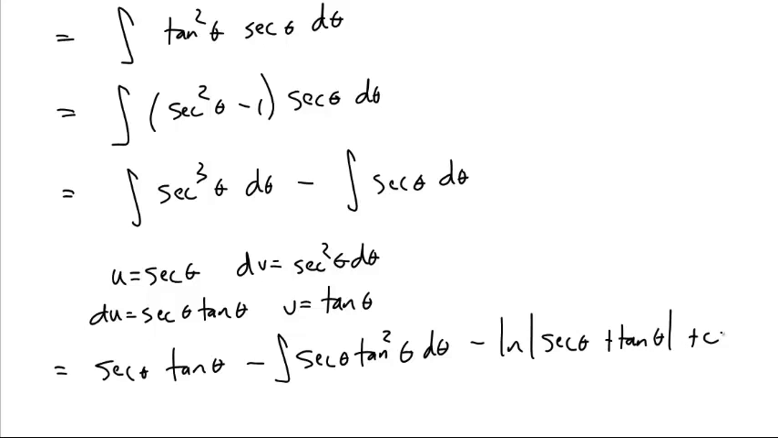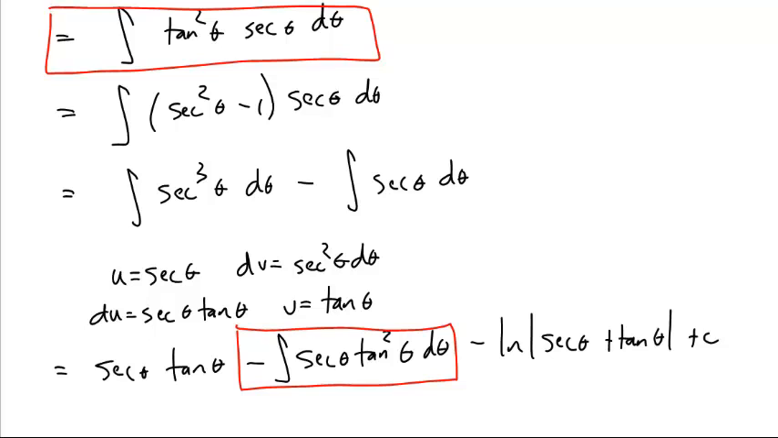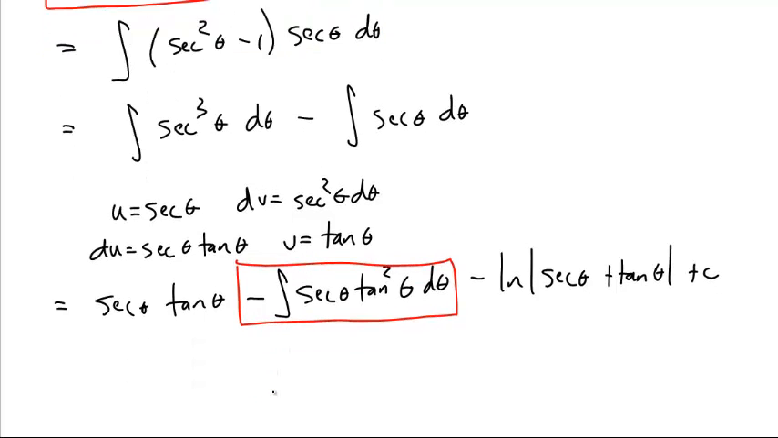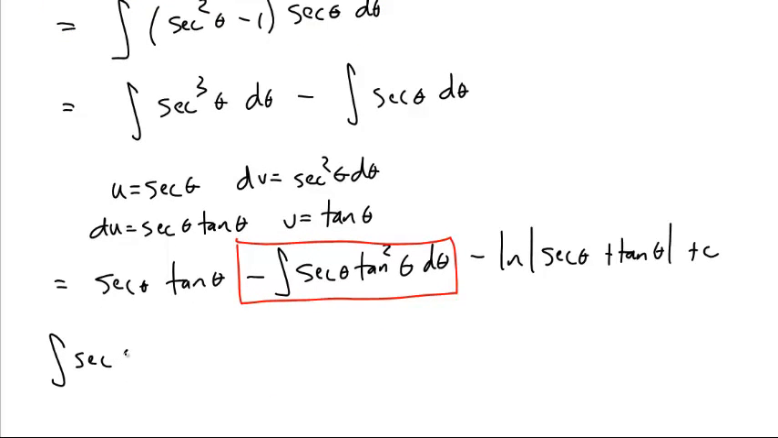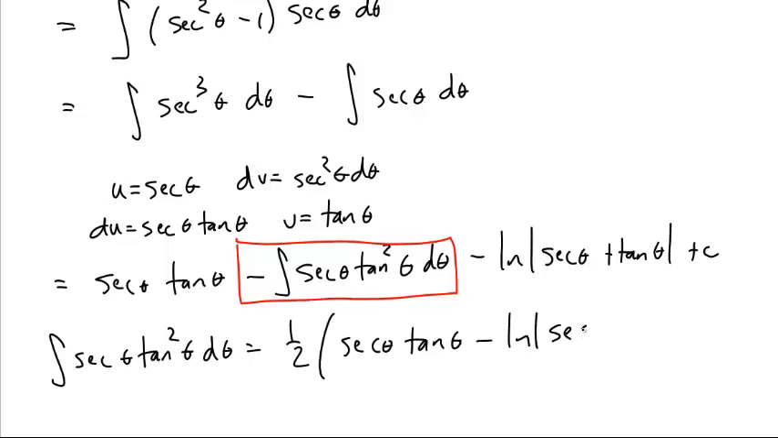If you look at it this way, you see that we have a minus secant of theta tangent squared equaling the integral of secant of theta tangent squared, so we can bring that to the other side and would have two of them, and we can divide by 2, and we will get the integral of secant of theta tangent squared of theta d theta is 1/2 of everything that's left. 1/2 of secant of theta tangent of theta minus the natural log of the absolute value of secant of theta plus tangent of theta, and I'll just put that c out front. Yay!